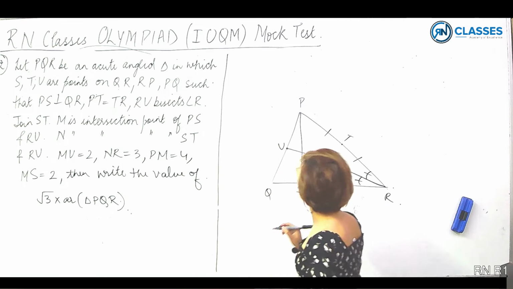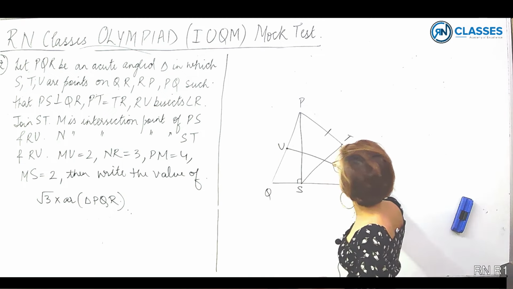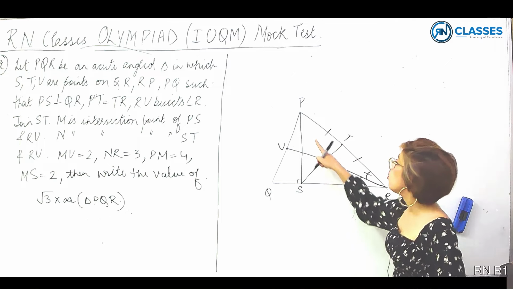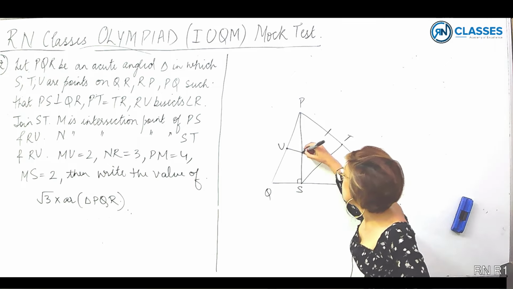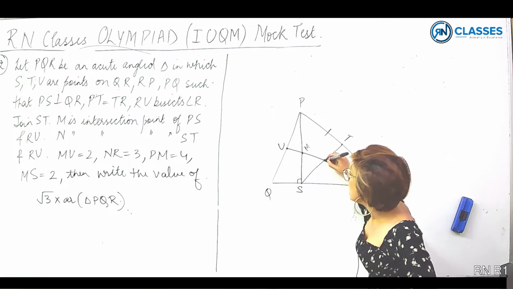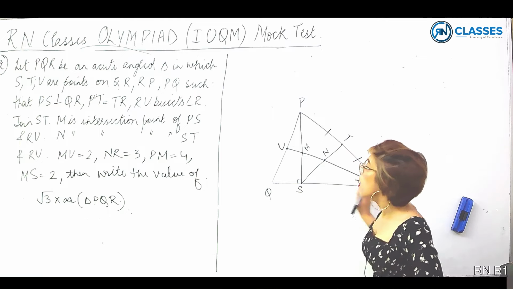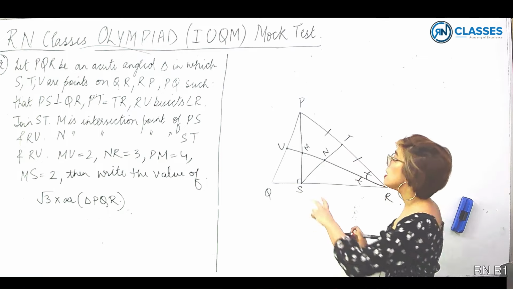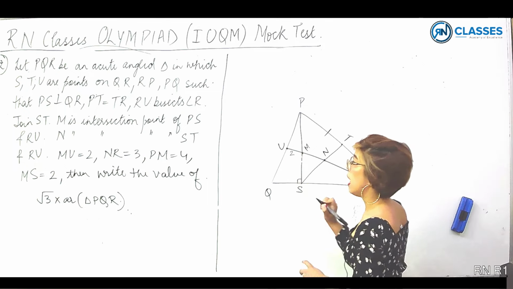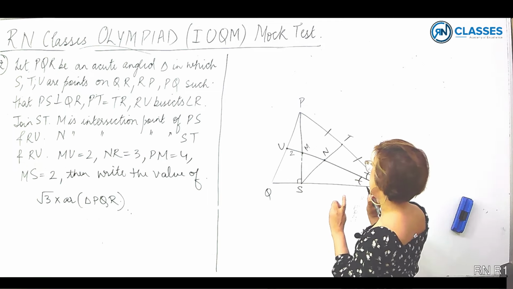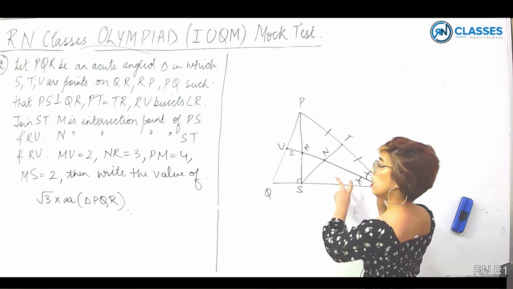Now he says join ST. Now M is the intersection of PS and RU. So this point is M. And N is the intersection of ST and RU. Done. Now he says that MU is 2, MR is 3.